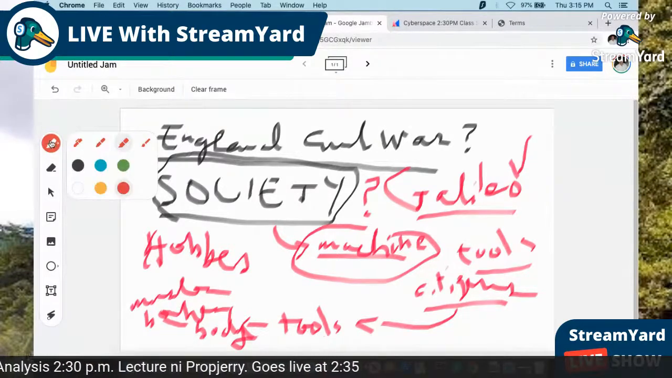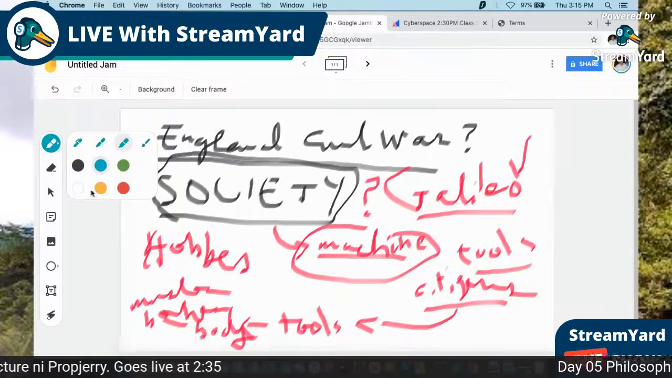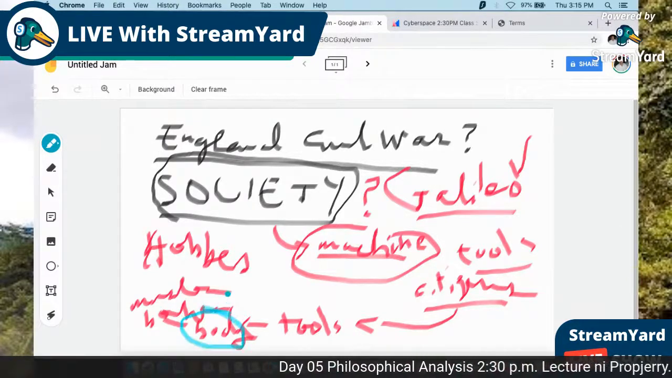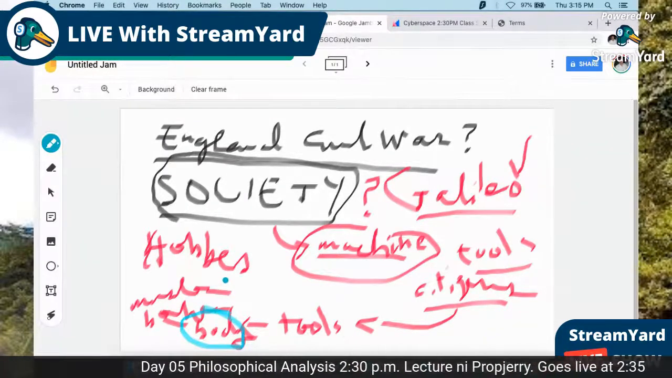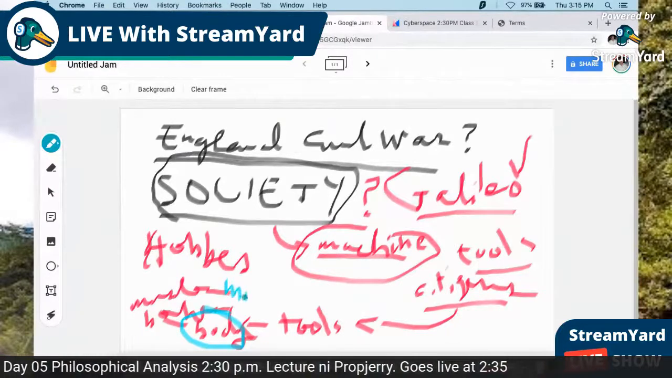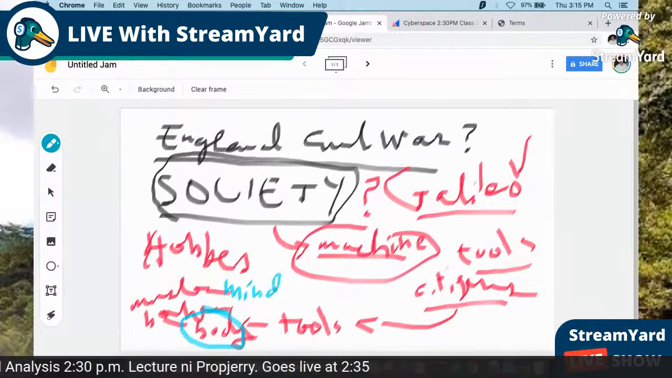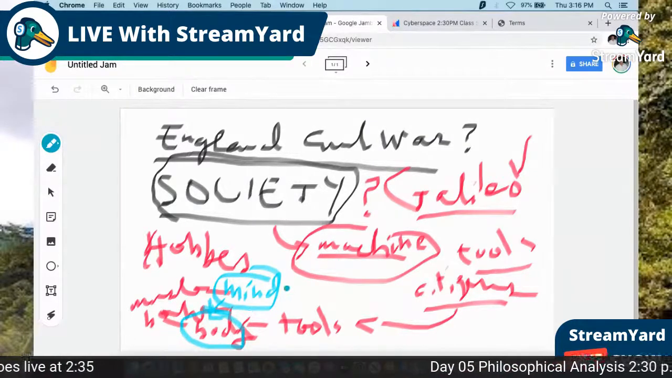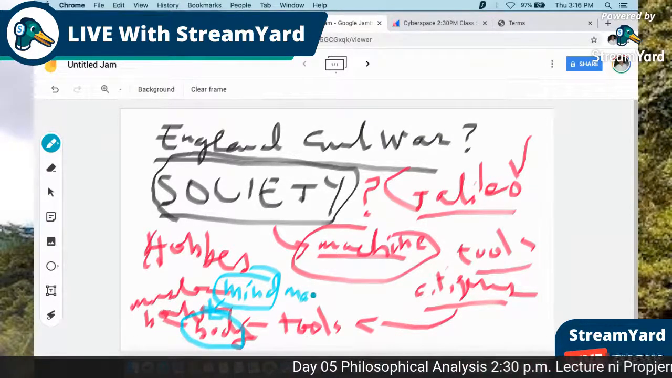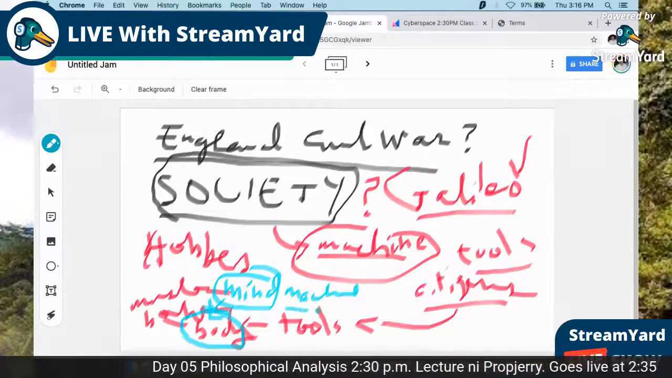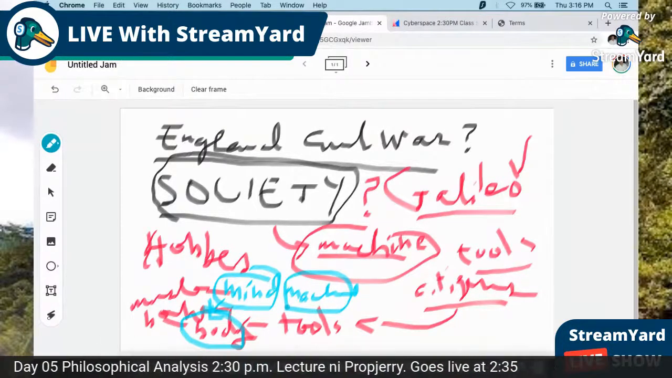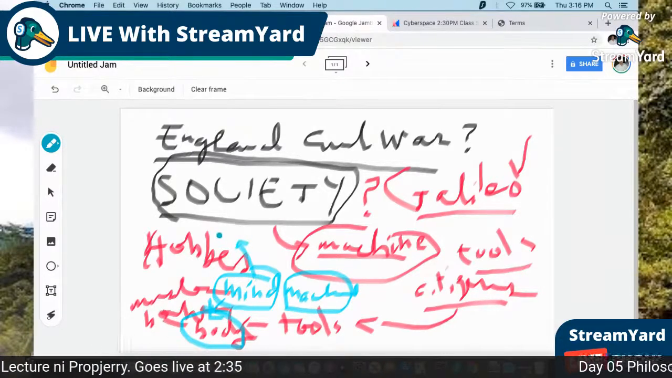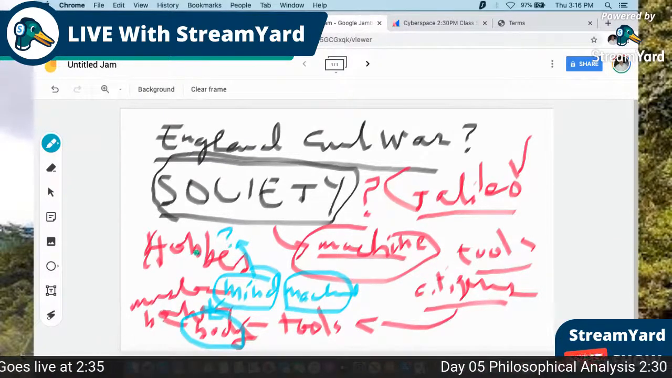And guess what? In addition to muscles and bones and organs and tissues, the human body has another piece of tool called the mind. Now, it looks like the mind dominates the body. But what is the mind? The mind is another machine. What are the tools that make up the mind? Now, that's your question.